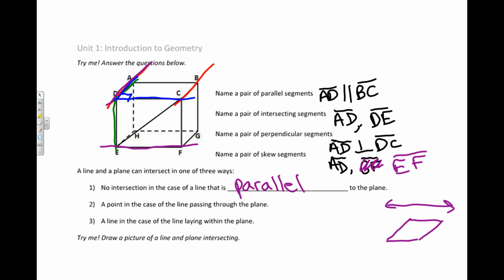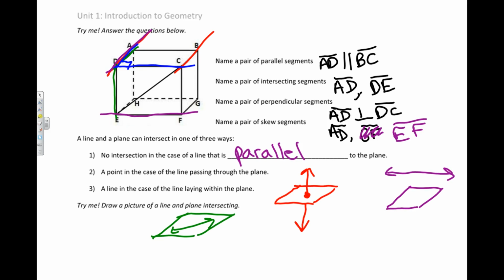My second case would be that they can intersect at a point when a line actually passes through the plane but doesn't lie in the plane. So for example, here's my plane, and I could actually have a line that just passes straight through it at this point right here, okay? And then my third case is a line lying in the plane, in which case they intersect in a line. So that would be if I've got my plane here, and then we've just got a line hanging out on the inside. So that is how lines and planes can intersect.